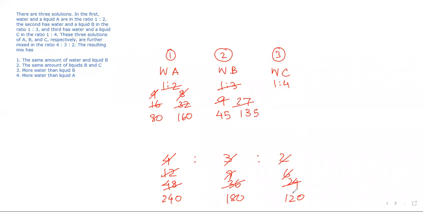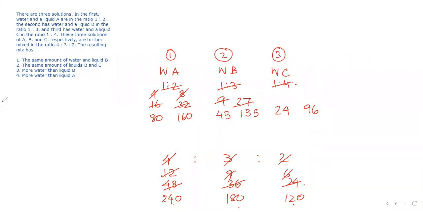Now, the final one. We have made it 120. This is 5, so we made it 24 times, because this was 24 and this was 5. So 24 times will be 24 and 96. So 24 plus 96 is 120, and that ratio is 1:4. So 240, 180, and 120, if you cancel out 60, you will get 4:3:2. So that ratio has been maintained. We haven't changed the ratio.